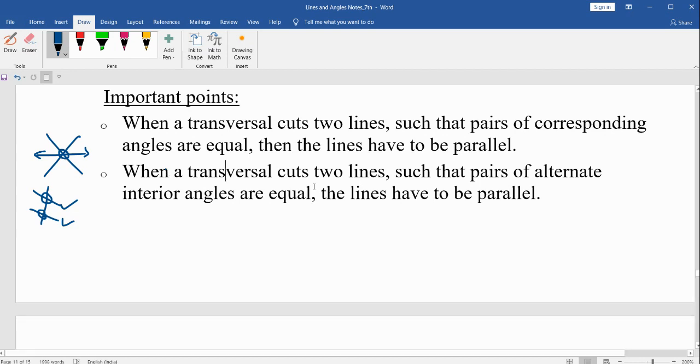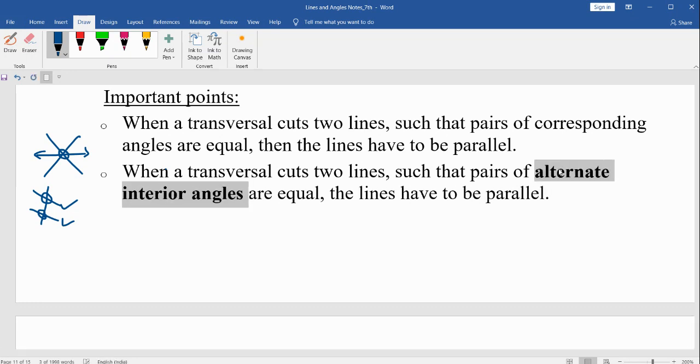So when a transversal cuts two lines such that pairs of alternate interior angles are equal, then these lines have to be parallel. Naturally, if alternate interior angles are equal, then the lines have to be parallel, because alternate interior angles exist only when the lines are parallel. So if alternate interior angles are formed, it means the lines are parallel. If the lines are parallel, alternate interior angles will be formed. It's as simple as that.